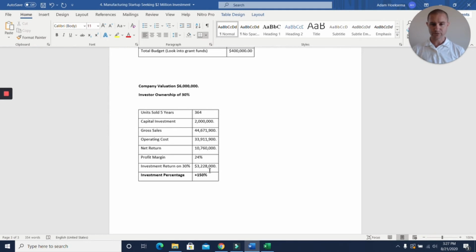it shows what their profit margin is going to look like, and then down here an investment return of $3.2 million, which they're saying you're going to get a return on your investment of 150%. Now, I don't believe that's annualized, so that's over 5 years. So what's your annual rate of return? It doesn't look quite so compelling. So that is maybe a bit of critique here.